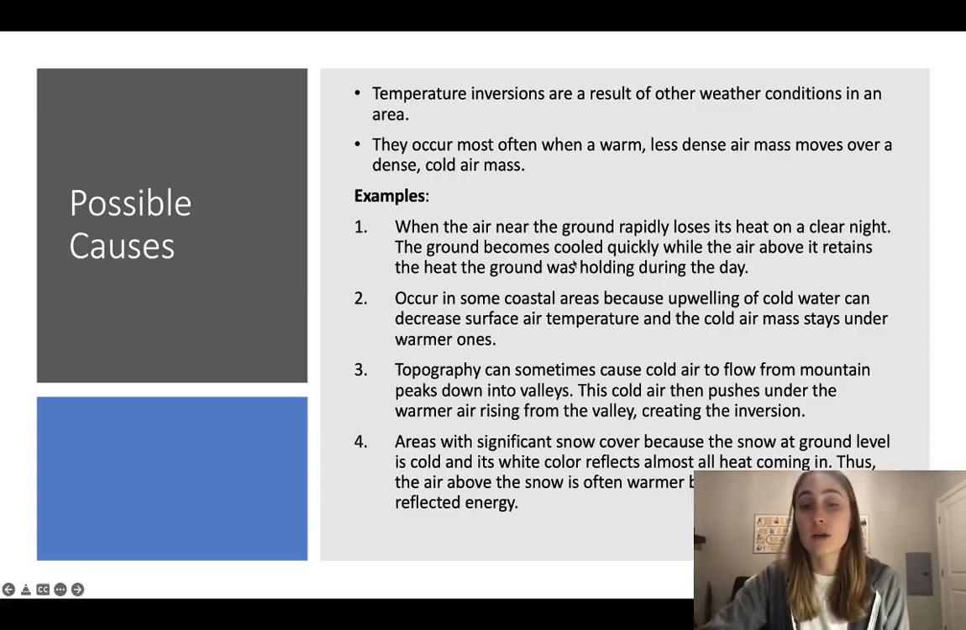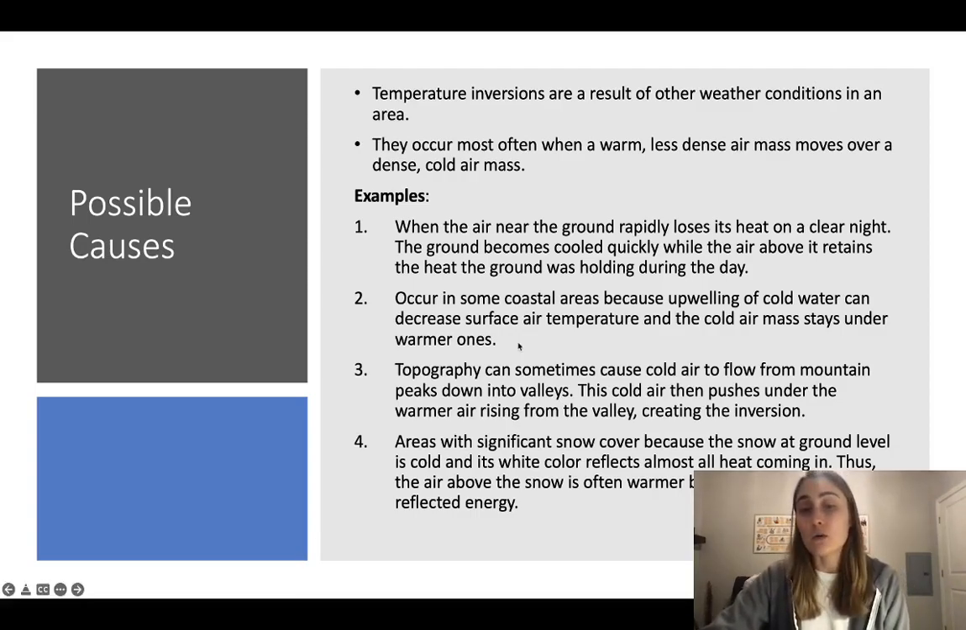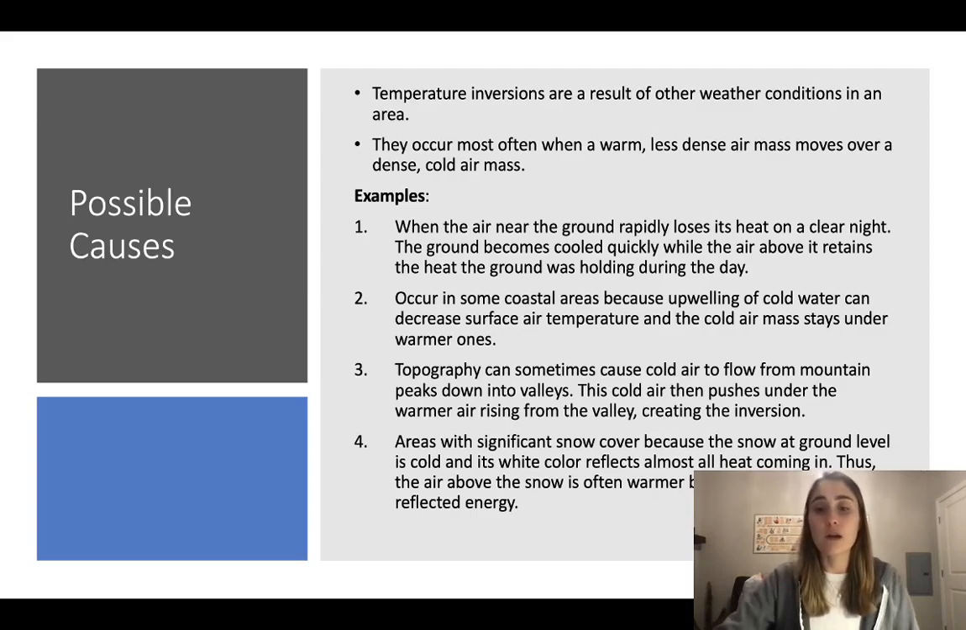So it could be as simple as when the air near the ground rapidly loses heat on a very clear night, the ground will become cold very quickly, whereas the air above it will retain heat, and you'll create an inversion layer. Really common in coastal areas, so we actually see this a lot here living in Orange County, but we have upwelling of cold water that comes near the surface.